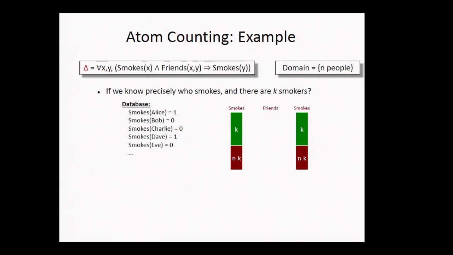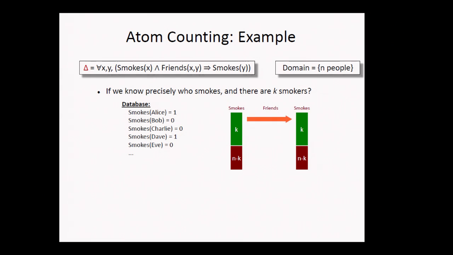Let's say that I tell you precisely who is a smoker. So I give you a database of people, of Alice smokes, Bob is not a smoker, and so on. And I tell you that these specific k people, they all smoke. So now we have to solve a different task. Now we have to count how many possible friendships are there left, given this evidence on smokers, given this smoking database.